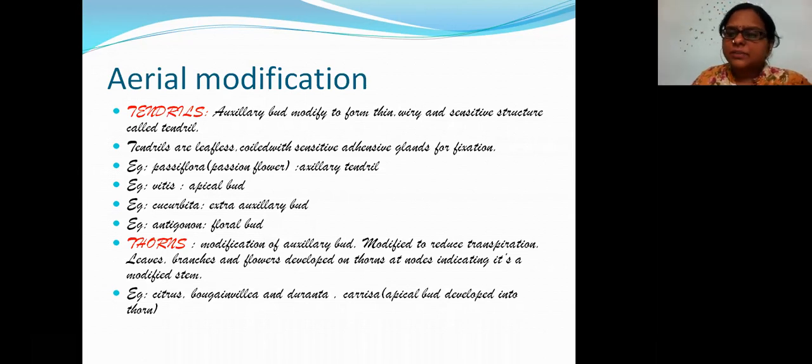So thorns have different purposes. Here the thorn is actually the modification of the axillary bud. Just now I've shown you, right? That was the axillary bud which is modified into a thorn. Sometimes thorns are modified to reduce the loss of water from the plant, which is called transpiration, to reduce the process of transpiration.